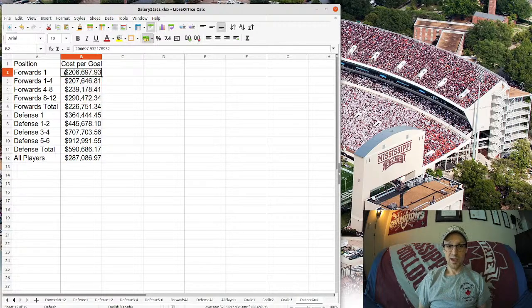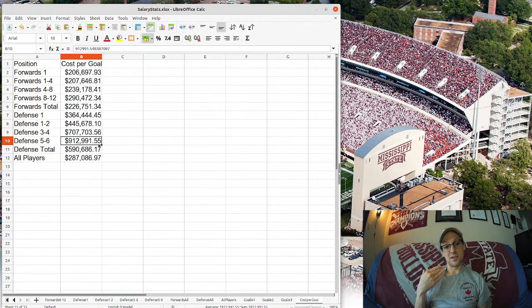So 206,000 per goal versus 290,000 per goal. I mean, really, that's not that much of a difference. Whereas with defensemen, 364,000 versus 912,000 per goal.